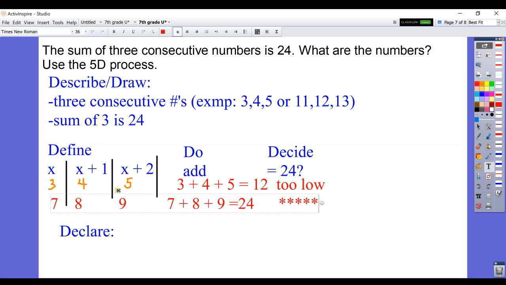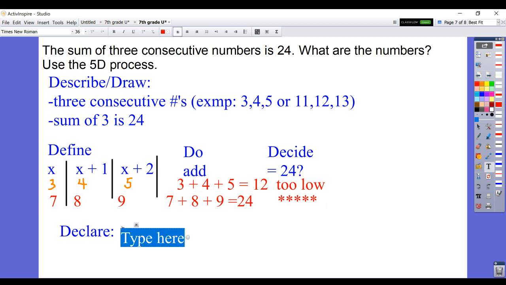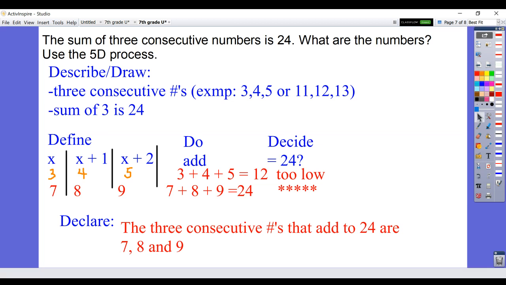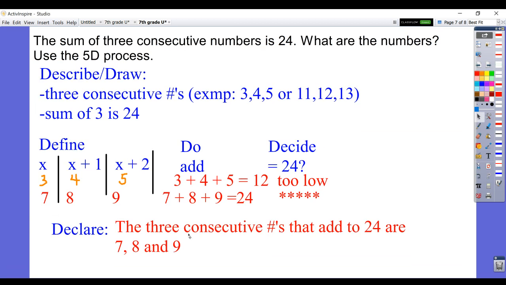And then we are going to declare. So we will declare that the 3 consecutive numbers that add to 24 are 7, 8, and 9. Okay. So I'll put that up a little bit nicer there, so hopefully you can see it, but we'll have to do a little bit of 5D process.